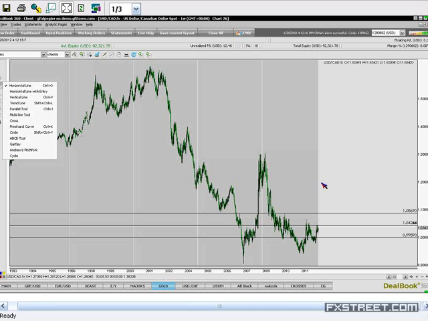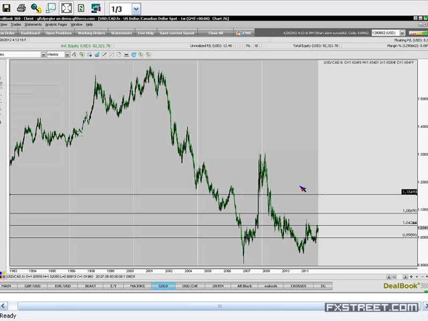Okay, so we'll call that area the major short zone. Alright, we've got some medium term stuff here and a double top at this point. Alright, now let's go back to our daily.